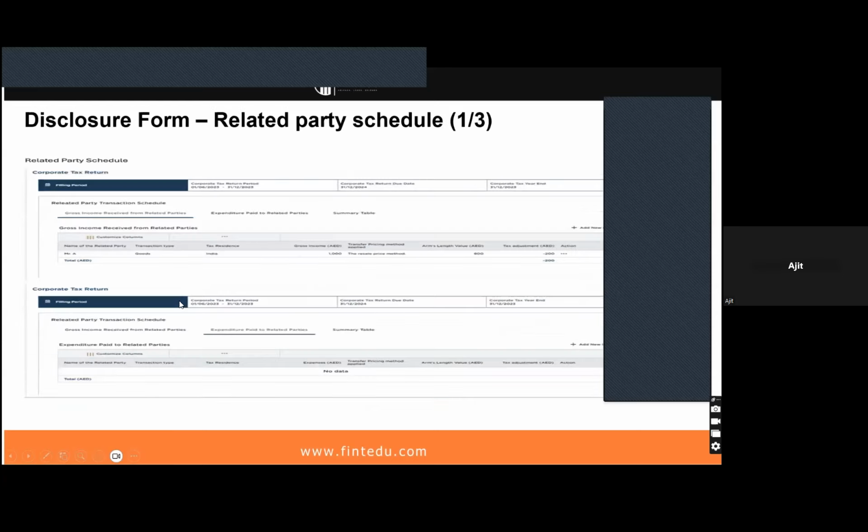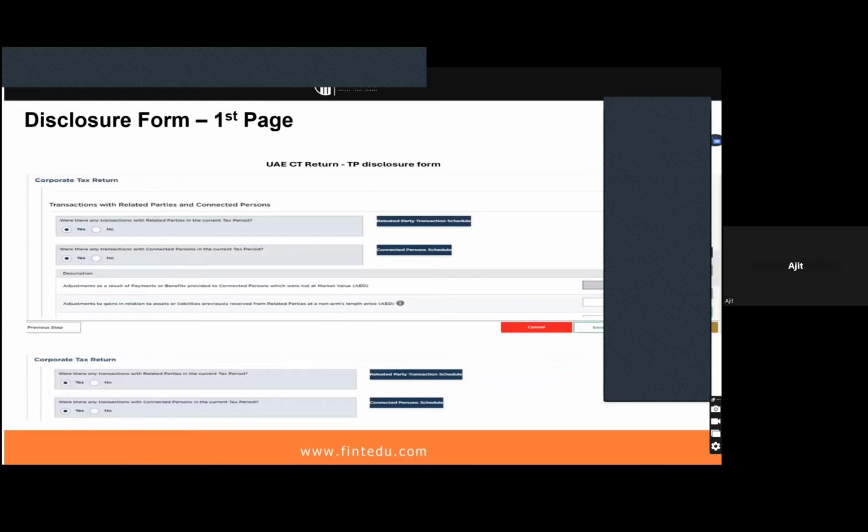So in your disclosure form for the related party schedule, if you make any adjustment, like your book value and arm's length value are different, this overall adjustment will be reflected on the first page. So this is the overall summary for the related party and the connected person, covering all the transactions and the adjustments.